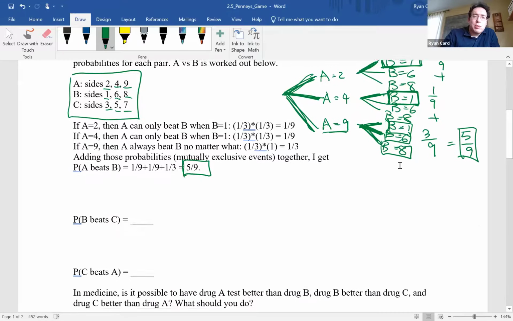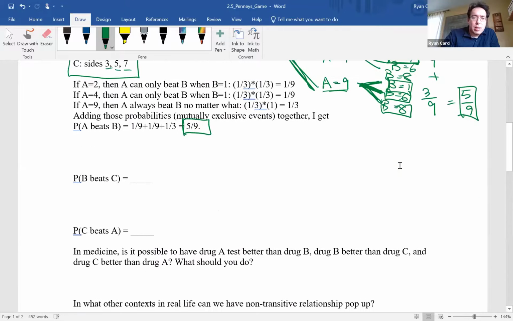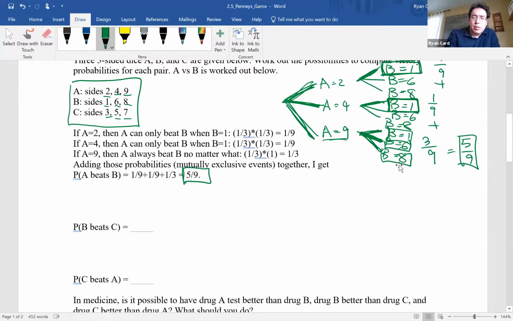So what I want you to do is pause this video and see if you can work out the probability that B beats C and the probability that C beats A. Both of these should be over 50%. And I want you to practice using these probability trees. So try it out. Pause now and go ahead.